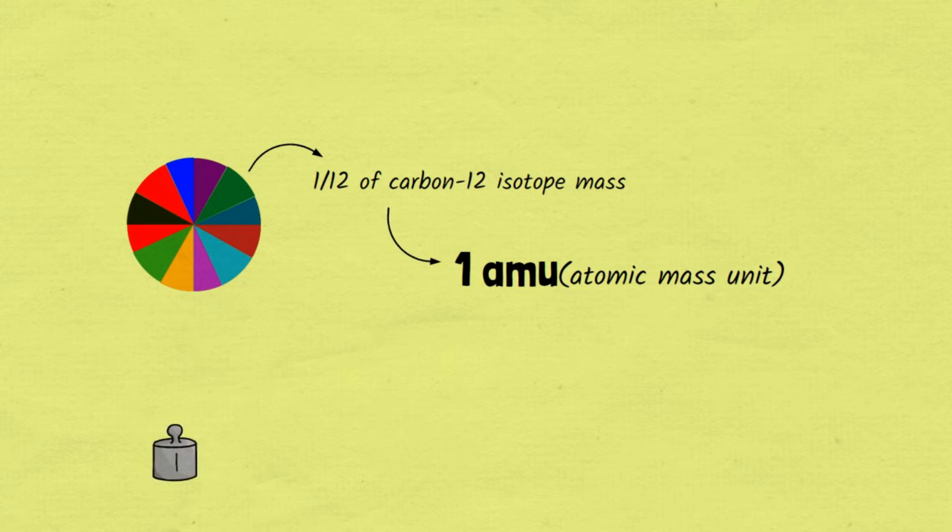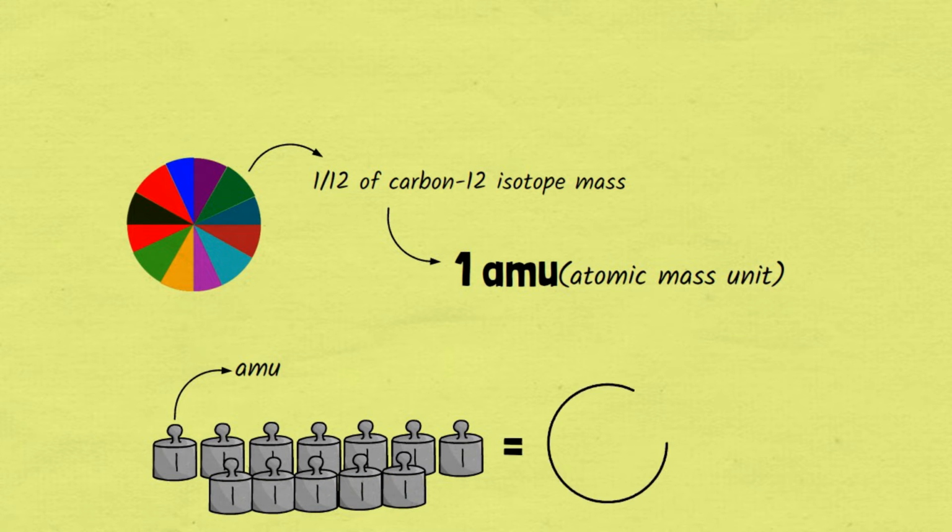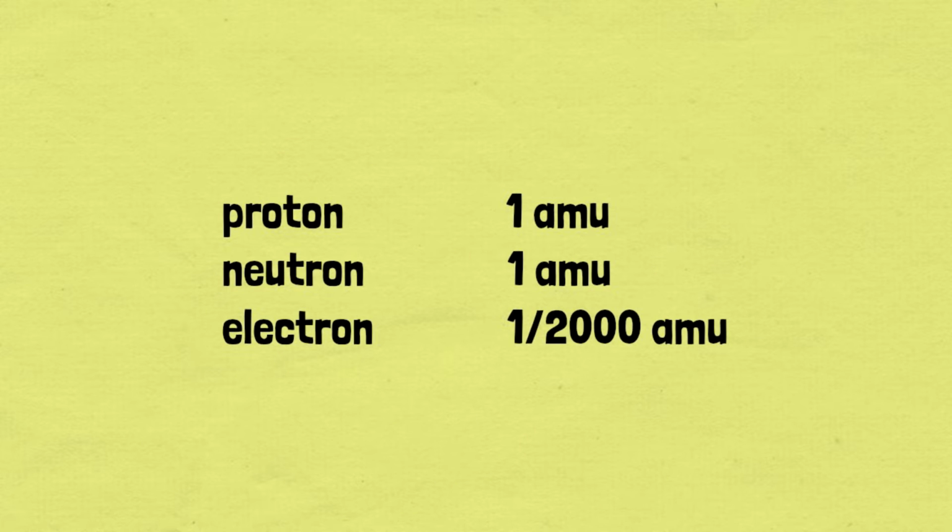If we consider the mass of a carbon-12 isotope equal to the number 12, then we divide this number into 12 equal parts. Each part is called 1 AMU. In this way, a scale is obtained that can be used to measure the mass of all atoms and even subatomic particles. In this scale, the mass of proton and neutron is approximately 1 AMU and the mass of electron is 1 divided by 2000 AMU.